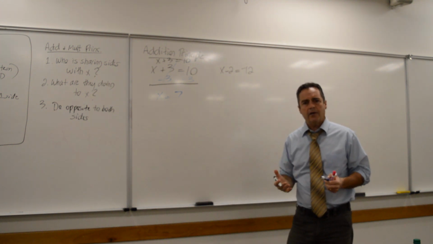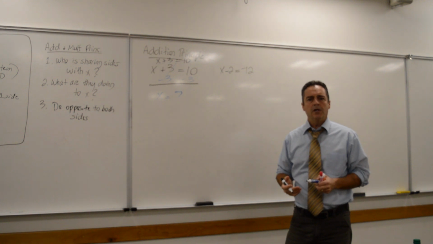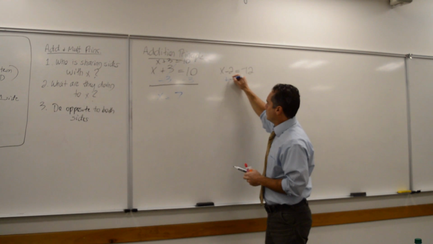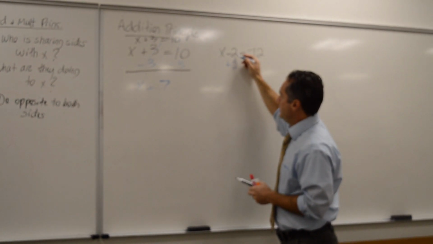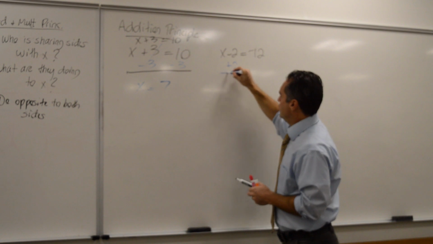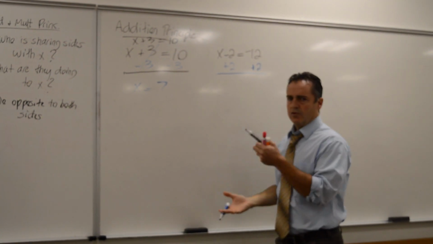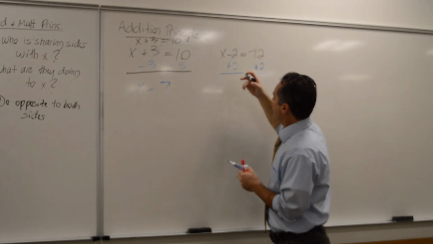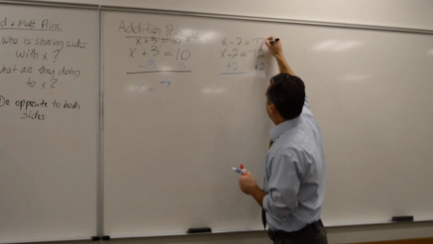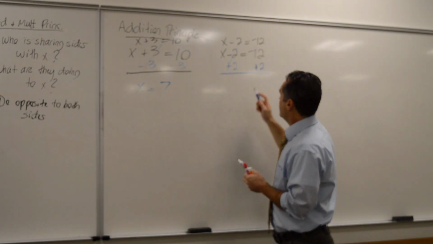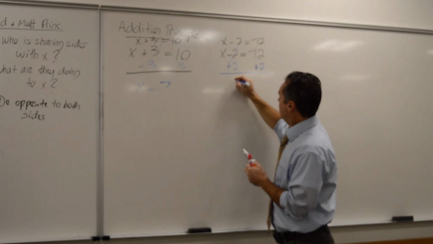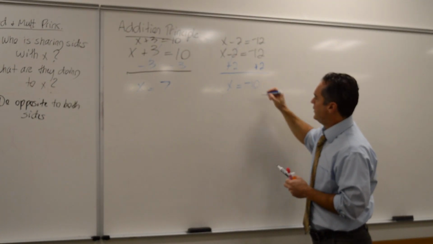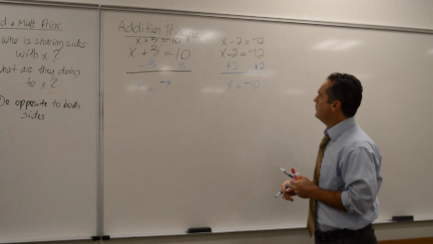Who is sharing sides with x? 2 is. What's it doing? It's being subtracted. What's the opposite of subtraction? Addition. Okay, so who is sharing sides with x? 2. It's being subtracted. So we're going to add what we do to one side of the equation, we must do to the other side. Okay? These cancel each other out. Well, the reason I write this up here is just so you can see our original equation. And then negative 12 plus 2, you little negative number aficionados, negative 12 plus 2 is negative 10. So x equals negative 10.